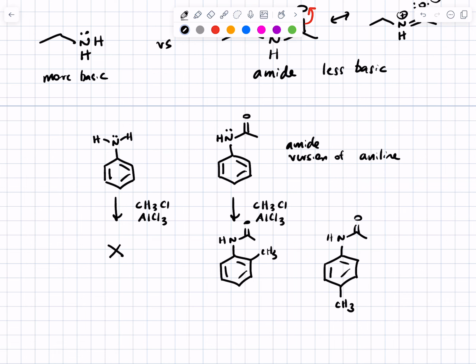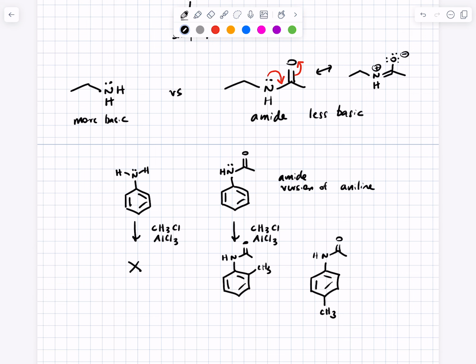Go ahead, Maria. It's not basic enough to attack the intercalary. Yep. Right. The amide version, the lone pair, is not basic enough to attack the aluminum chloride and interfere with the catalysis.